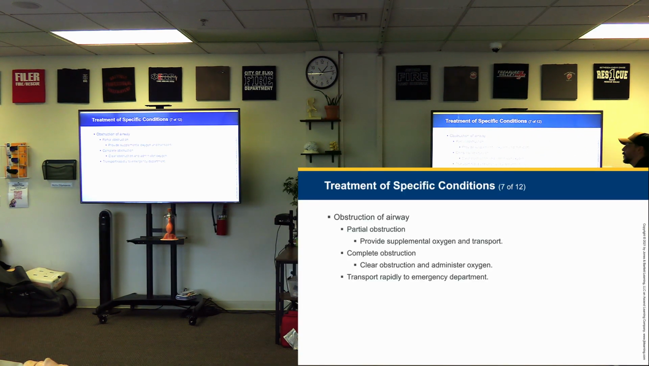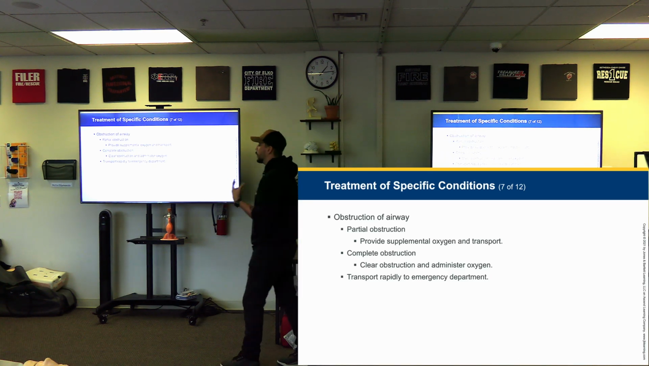Obstruction of the airway, partial obstruction, provide supplemental oxygen, transport, right? Remember, if it's partial obstruction, and they can still breathe, they can still talk, we're not gonna fiddle with that too much, okay? We don't wanna make the situation worse by getting involved too aggressively. So just give them oxygen, make them as comfortable as possible.